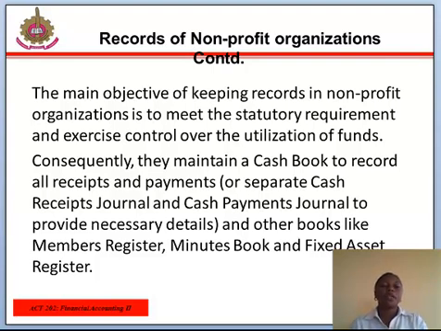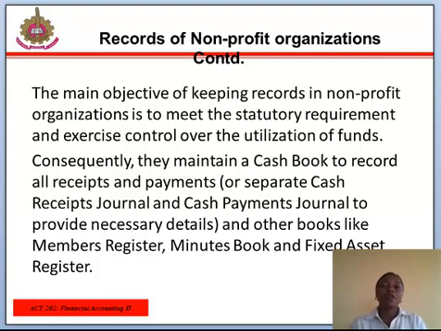Records of non-trading organizations continue. The main objective of keeping records in non-profit organizations is to maintain the statutory requirements and exercise control over the utilization of funds. Consequently, they maintain a cash book to record all receipts and payments, or separate cash receipts journal and cash payments journal to provide necessary details, and other books like members register, minutes book, and fixed assets register.